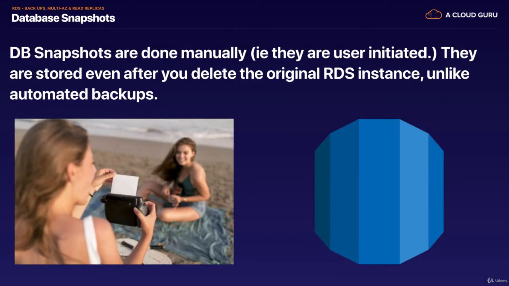Database snapshots are done manually. Think of someone taking a photo on a beach using a Polaroid camera, for example. They are user initiated, and they are stored even after you delete the original RDS instance, unlike automated backups. When you go in to delete your RDS instance, often it will ask you if you want to take a final snapshot of that instance before you delete it.